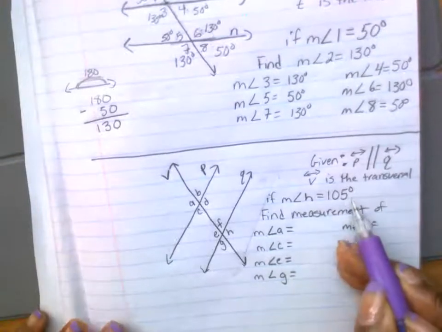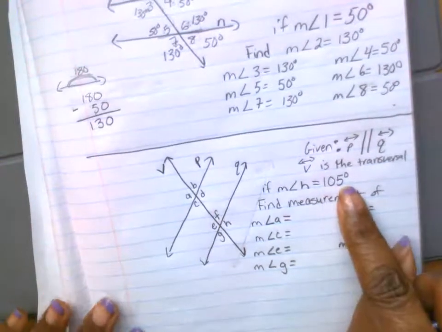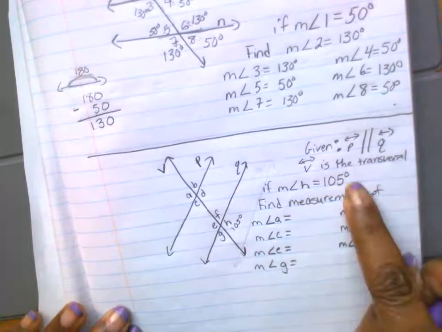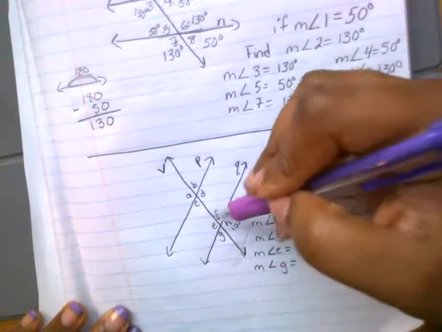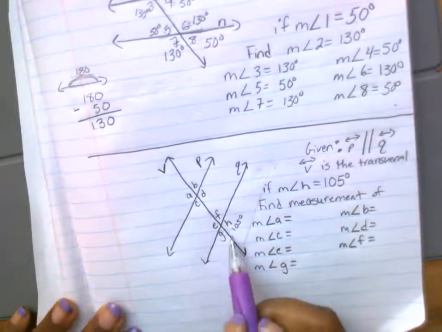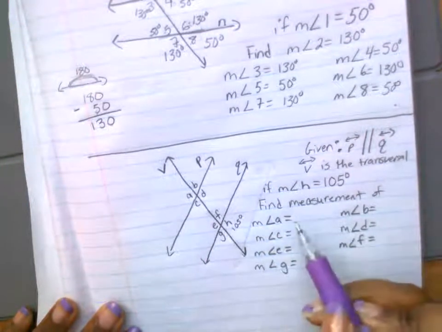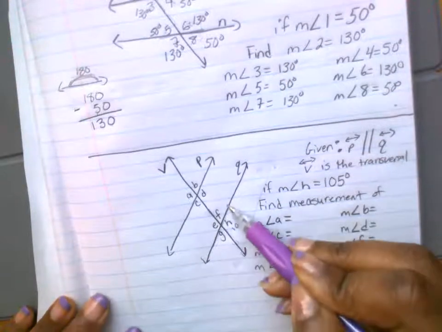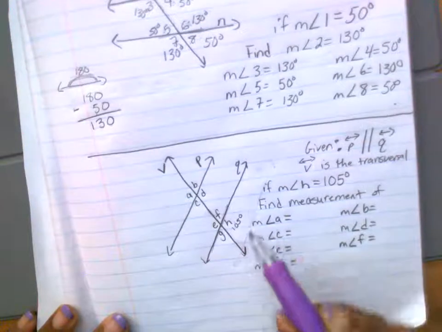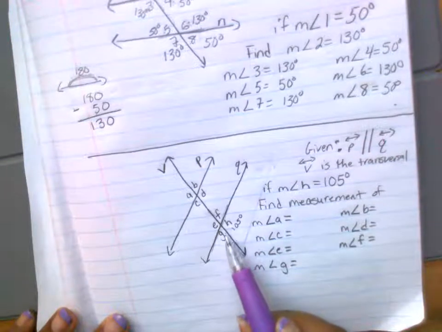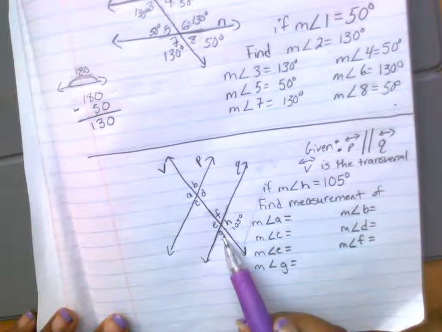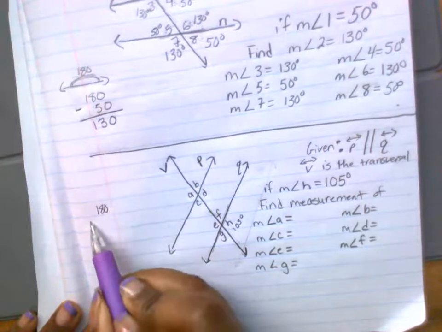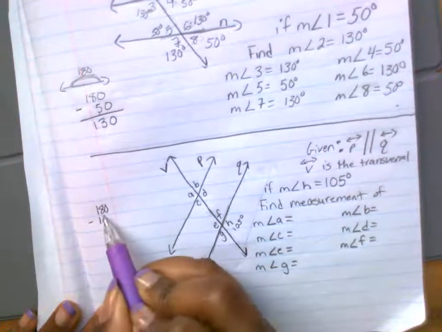Okay, so if we have H is 105 degrees, we're going to put 105 degrees here for H. Remember that a straight angle, a straight line, is going to be 180 degrees. So we can go with our straight line this way, or we can go this way. Doesn't matter. If I go this way with my straight line, that means H and G, when I add them together, it's going to give me 180 degrees. So to figure out what G is, I'm going to say 180 degrees minus 105 degrees.